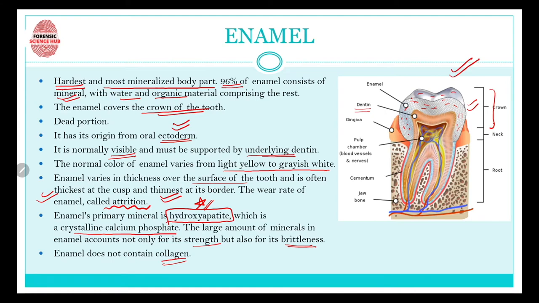So these are all the important points about enamel that you must remember. It is the hardest body part, the most mineralized. The mineral that it is made up of is hydroxyapatite, which is basically crystalline calcium phosphate. Enamel originates from the ectoderm layer. The color varies from light yellow to grayish white. Enamel is thickest at the cusp and thinnest at its border. So these are the few points.